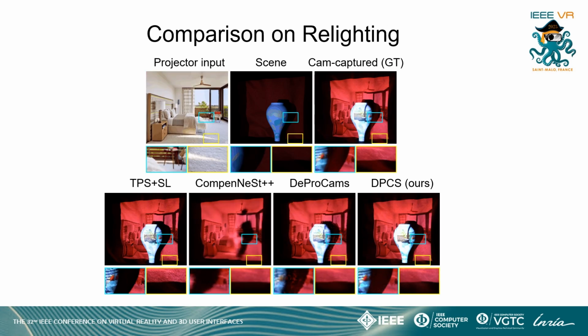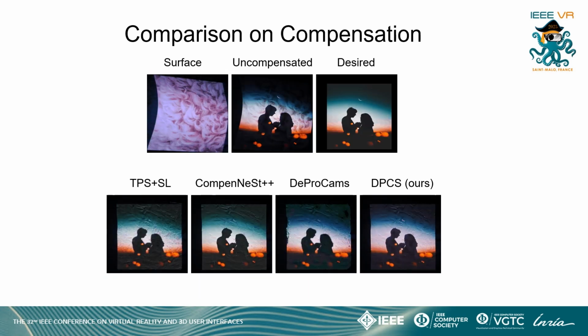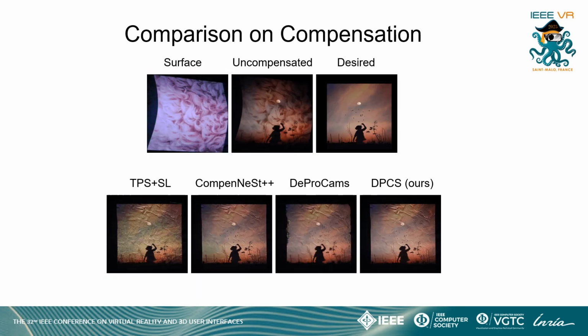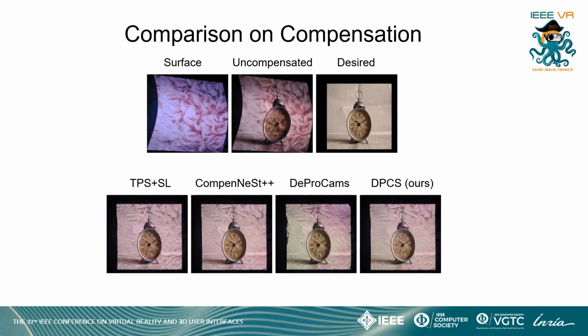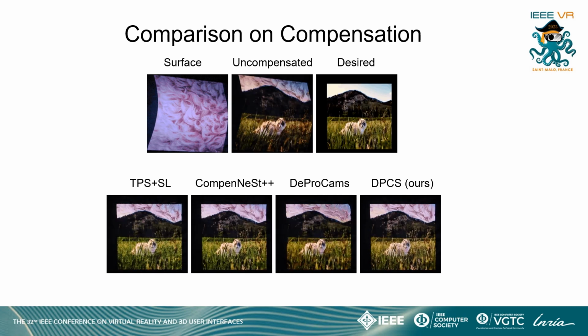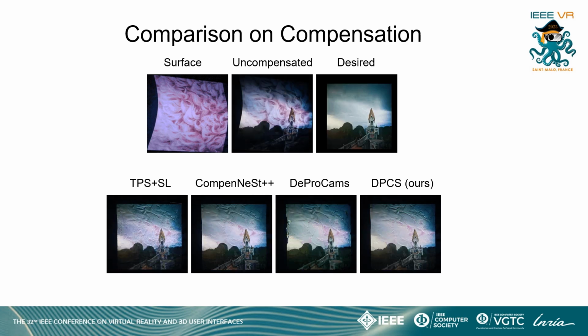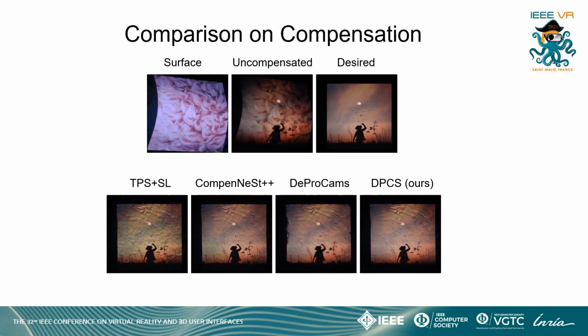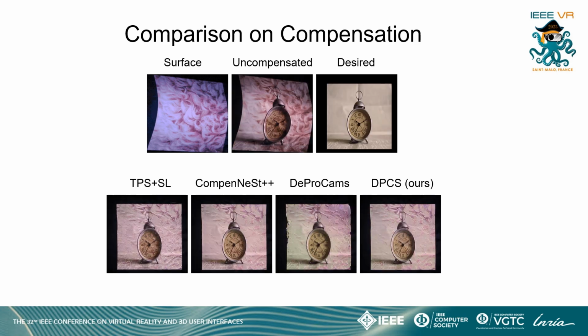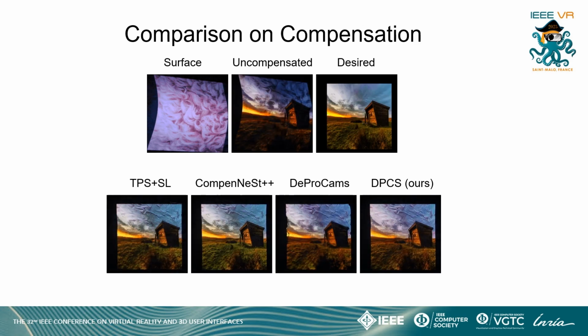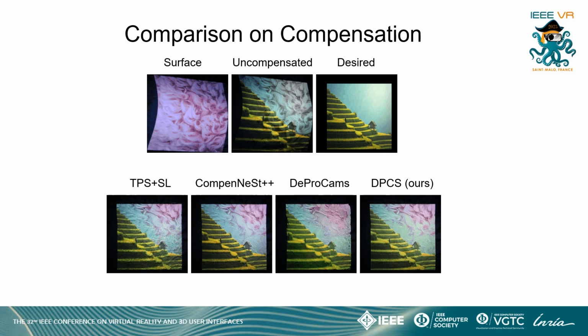We also show a comparison for projector compensation. In the first row, we show the projection surface, the uncompensated result, and the desired effects. In the bottom row, we have real camera-captured compensation from different methods. Our DPCS performs similarly to ComponSD++ and outperforms the other two methods.